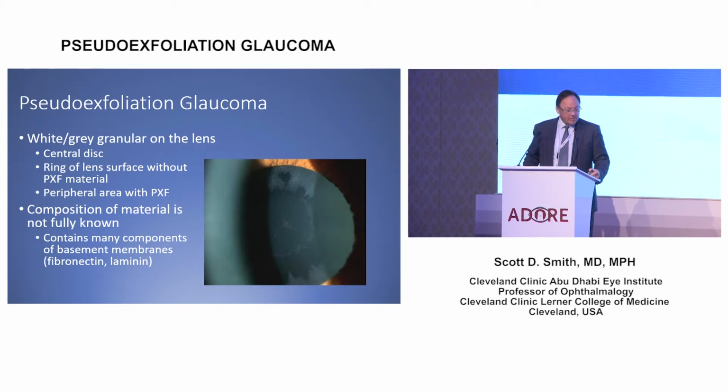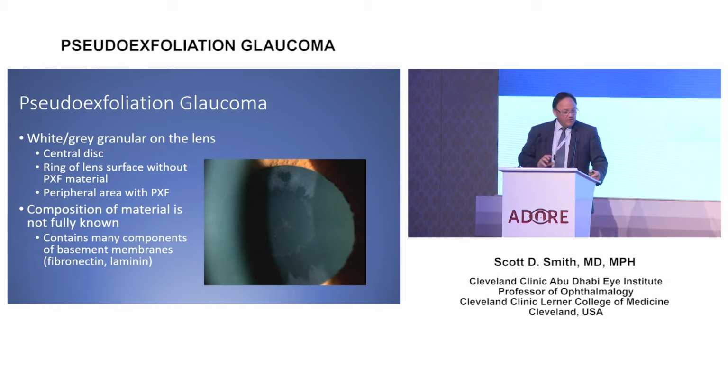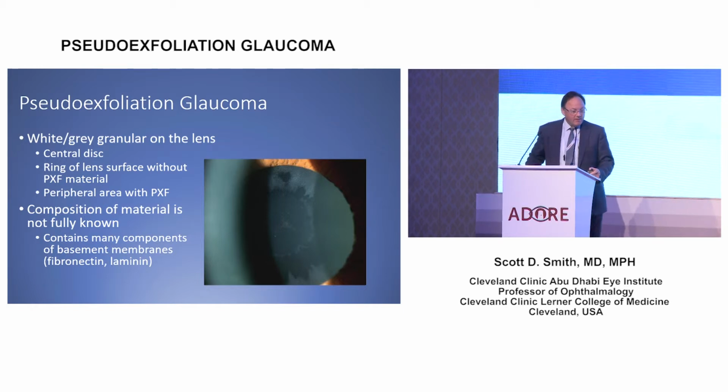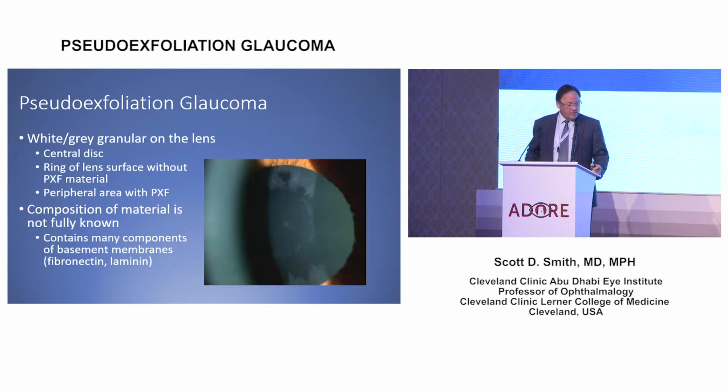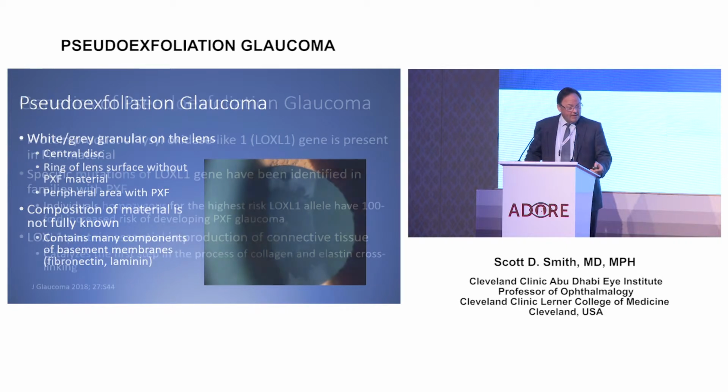As you can see in this image, hopefully, there's usually a central disc of this material on the lens capsule and a ring without the material where the iris rubs it off. And then in the peripheral part of the lens, once again, the material is on the lens capsule. No one knows completely in detail what the composition of this material is, but it contains many components of basement membranes.